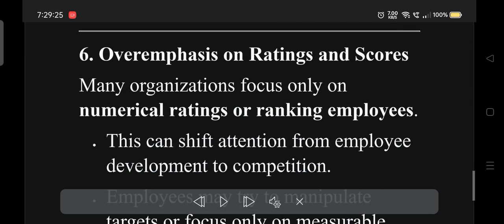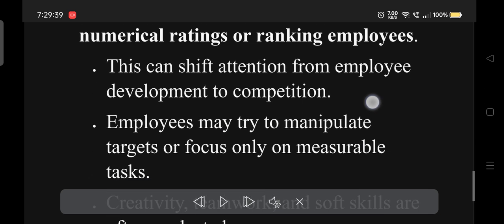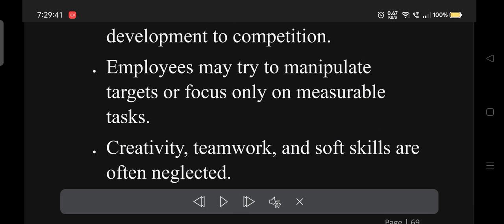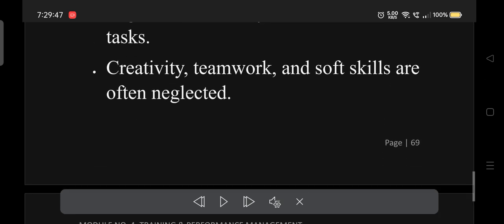6. Overemphasis on ratings and scores. Many organizations focus only on numerical ratings or ranking employees. This can shift attention from employee development to competition. Employees may try to manipulate targets or focus only on measurable tasks. Creativity, teamwork, and soft skills are often neglected.